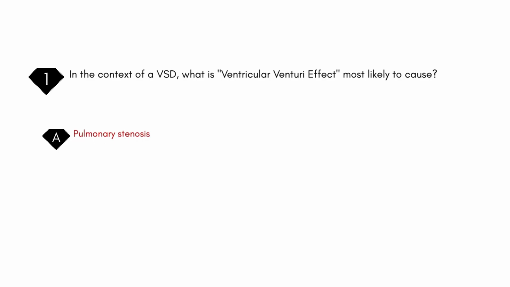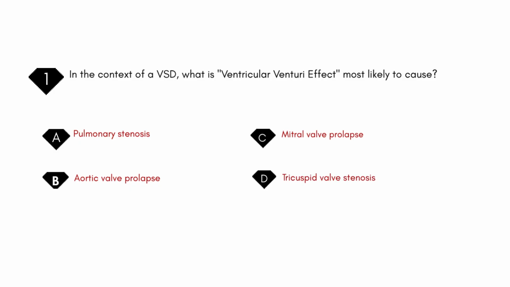In the context of a VSD, what is ventricular venturi effect most likely to cause? A. Pulmonary stenosis. B. Aortic valve prolapse. C. Mitral valve prolapse. D. Tricuspid valve stenosis. Answer: B.